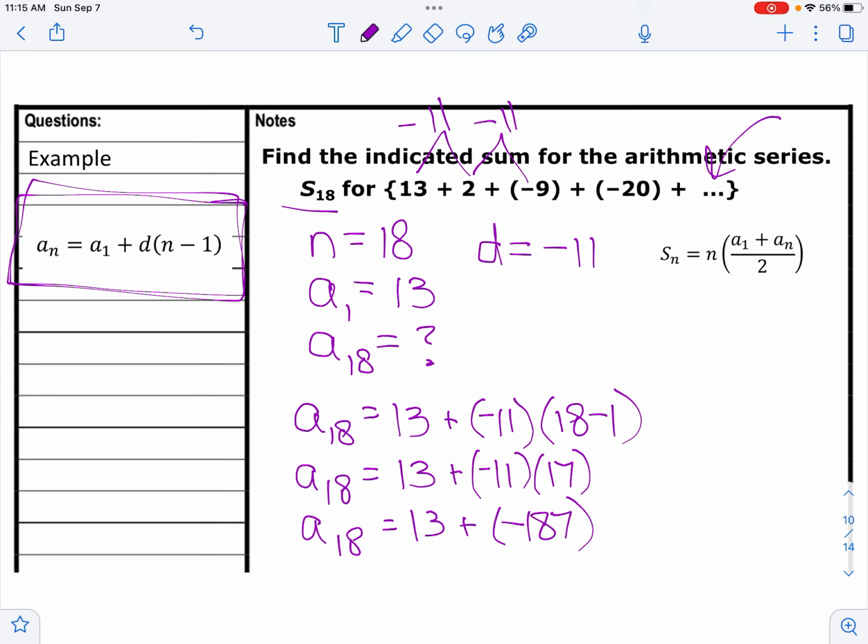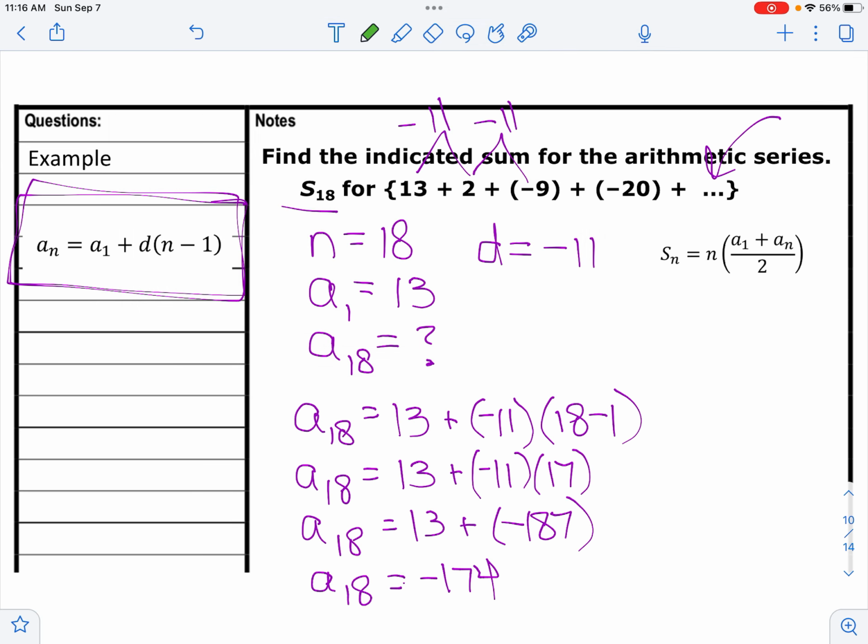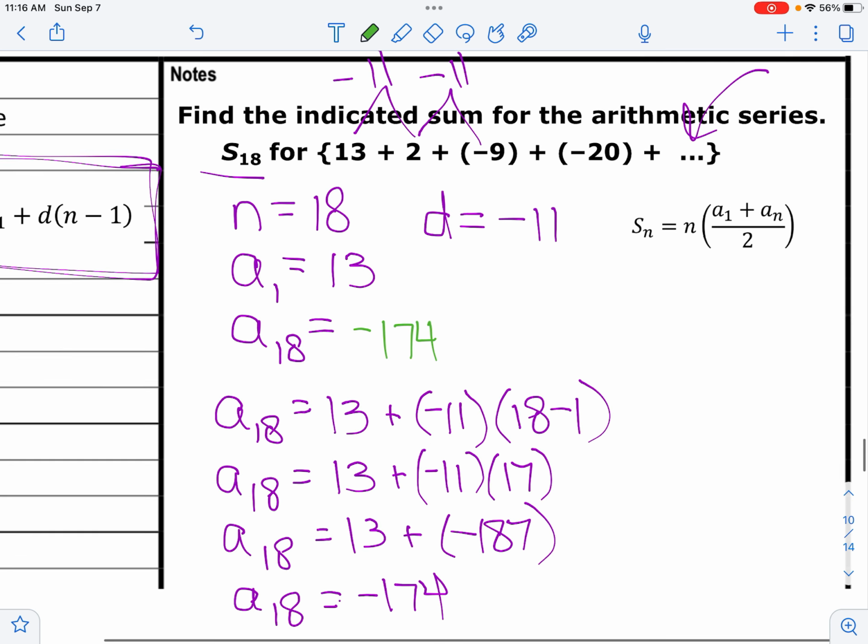Okay, now we just did those two together, and we get negative 174. So now, I'm going to switch colors here. I know that this is negative 174. So when I do my problem here, I can use this formula right here now.